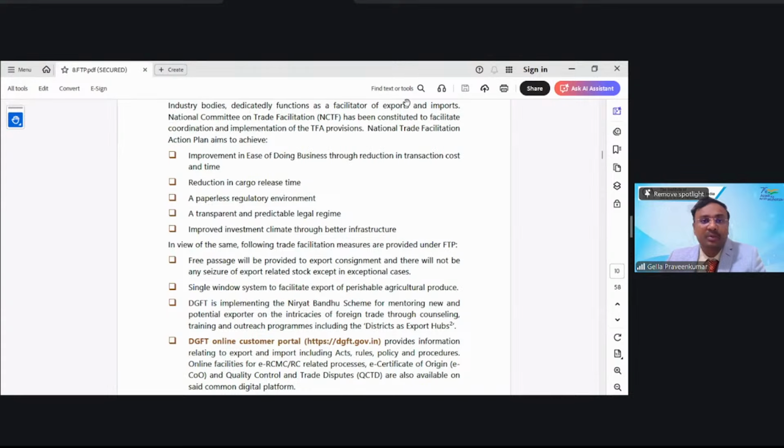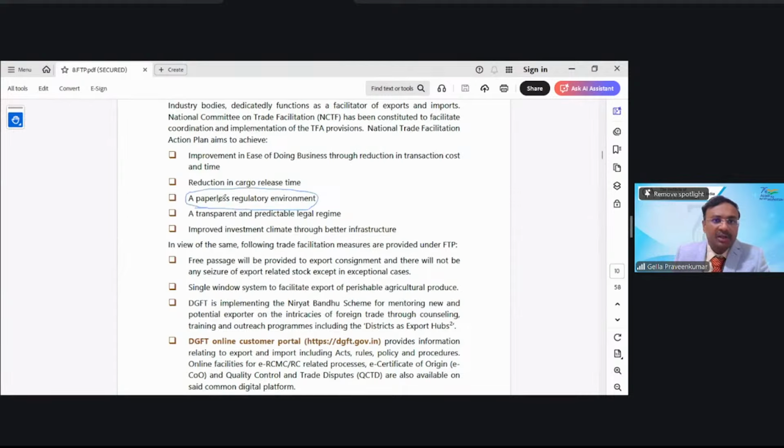Transaction cost with respect to negotiating documents. When I say negotiating documents, I have LC, BG, and other bank financial intermediary costs, negotiating for those costs. One of the major moves, I would say, under the DGFT is a paperless regulatory environment.